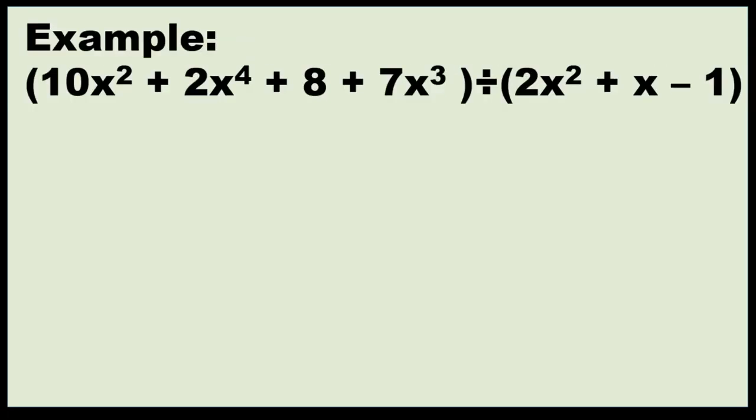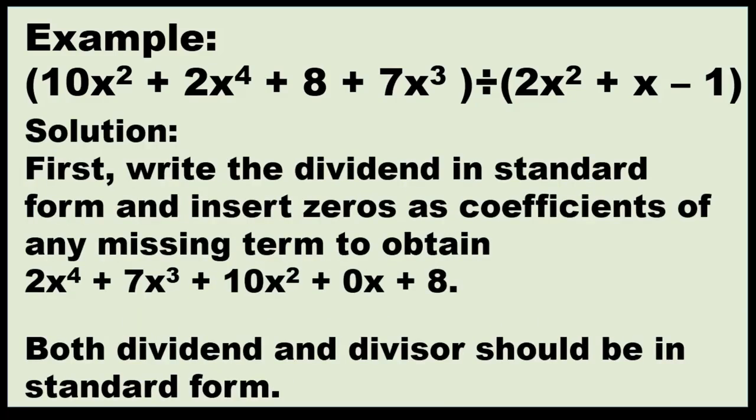Next we have another example: 10x squared plus 2x raised to 4 plus 8 plus 7x cubed, divided by 2x squared plus x minus 1. This is the solution. First, we write the dividend in standard form and insert zeros as coefficients of any missing term to obtain 2x raised to 4 plus 7x cubed plus 10x squared plus 0x plus 8.